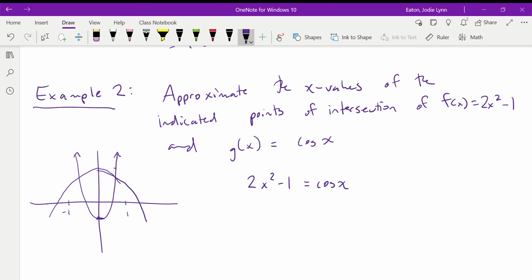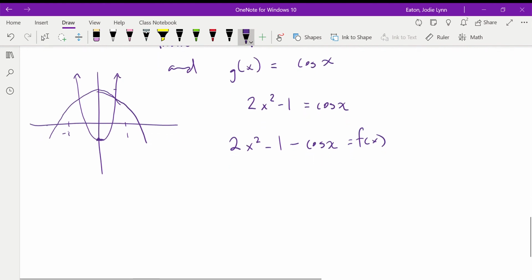So this is how we would try to solve this equation, but I don't know how to solve this equation. What we can do now is use Newton's method to try to approximate the solutions to this equation. So let's make f of x equal 2x squared minus 1 minus cosine x. We're going to try to find the root of that, the 0 of this function. So the derivative f prime of x is 4x, minus 1 goes away, plus sine x.